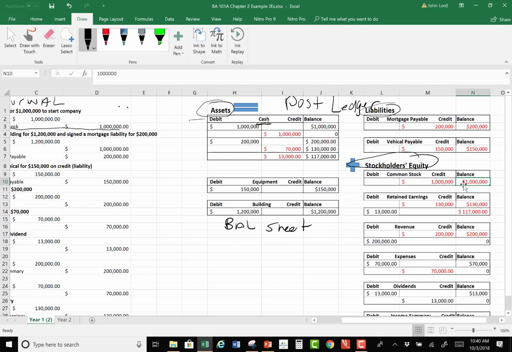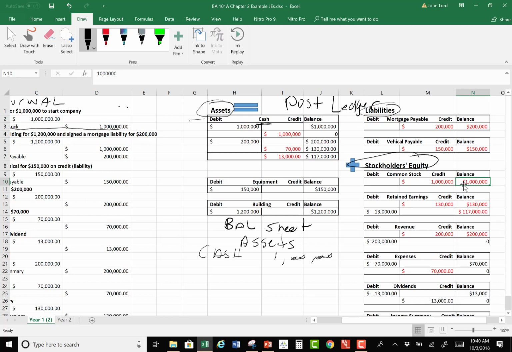So do I have any assets in this company at this time? What do I got? Cash of $1 million, don't I? So I go ahead and I write the cash, $1 million.